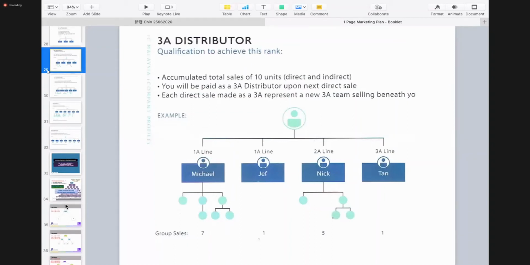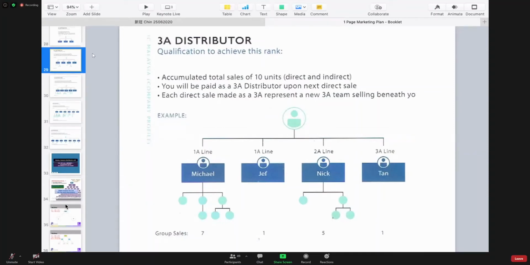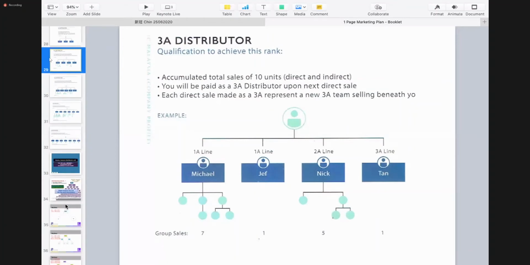So you get 1,000, 1,000, 1,000, 1,000, 1,000, 1,000, you will get 6,000. Okay? Now, this Jeff somehow doesn't want to do it. Some people say, I don't want to talk to anybody, I'm not going to introduce other people. Sometimes you get people like that. Fine, okay, we leave them alone.